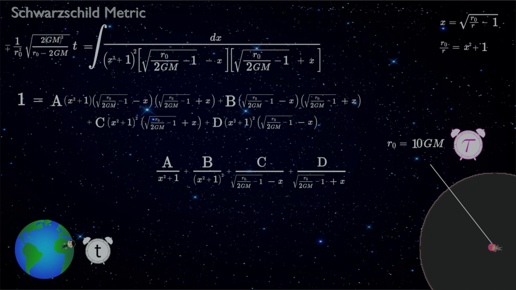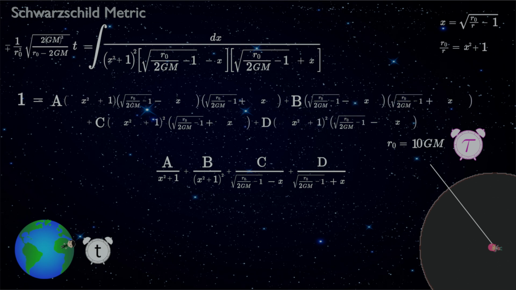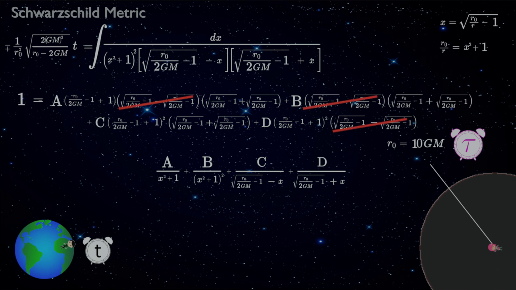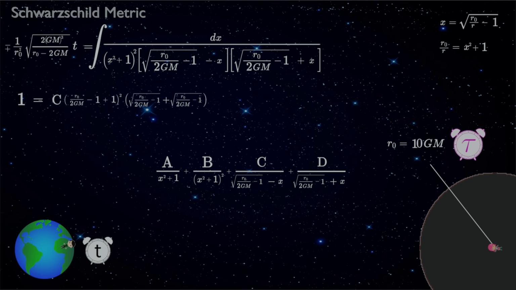This equation must be true for all values of x, so we can set x to some convenient values to help us determine the four constants. If we set x to the square root of r0 over 2 GM minus 1, only the c term remains on the right-hand side of the equation, and it can be determined after a few simple manipulations.